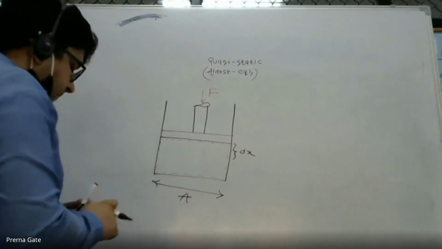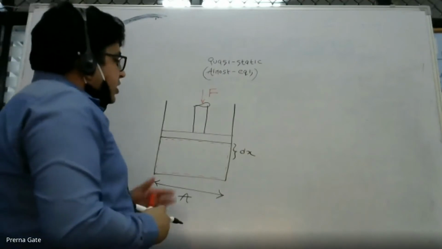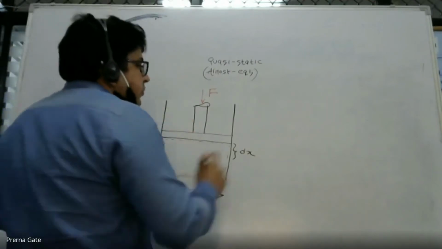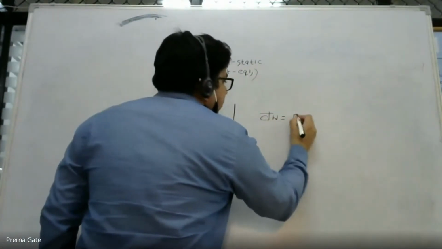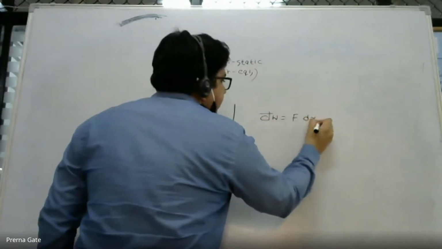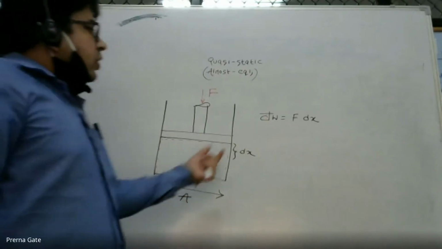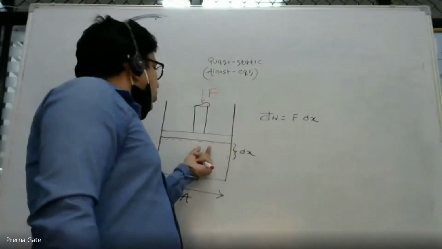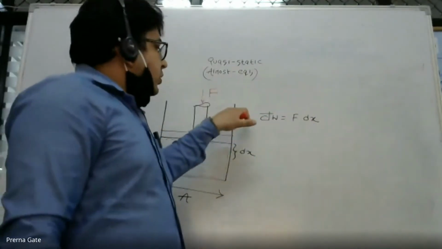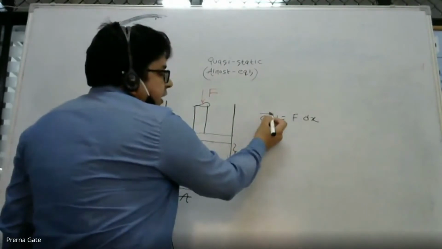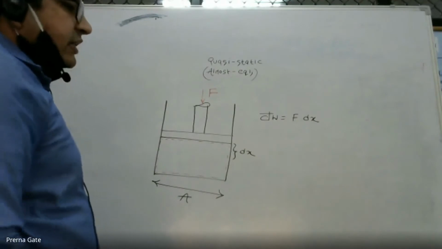Okay, now the differential work that this piston is doing on our system, that is dw, is nothing but force times displacement. Okay, so this is the differential amount of work that is being acted upon on our system, that is force times the displacement. So I have put this type of differential, as in the previous lecture we have discussed, that work is not an exact differential.